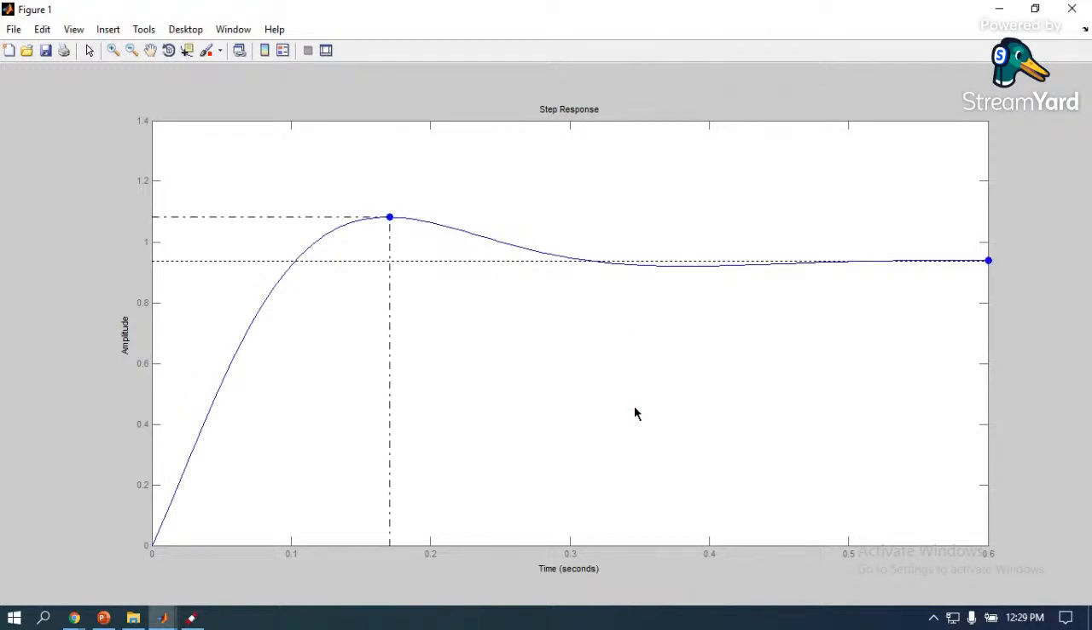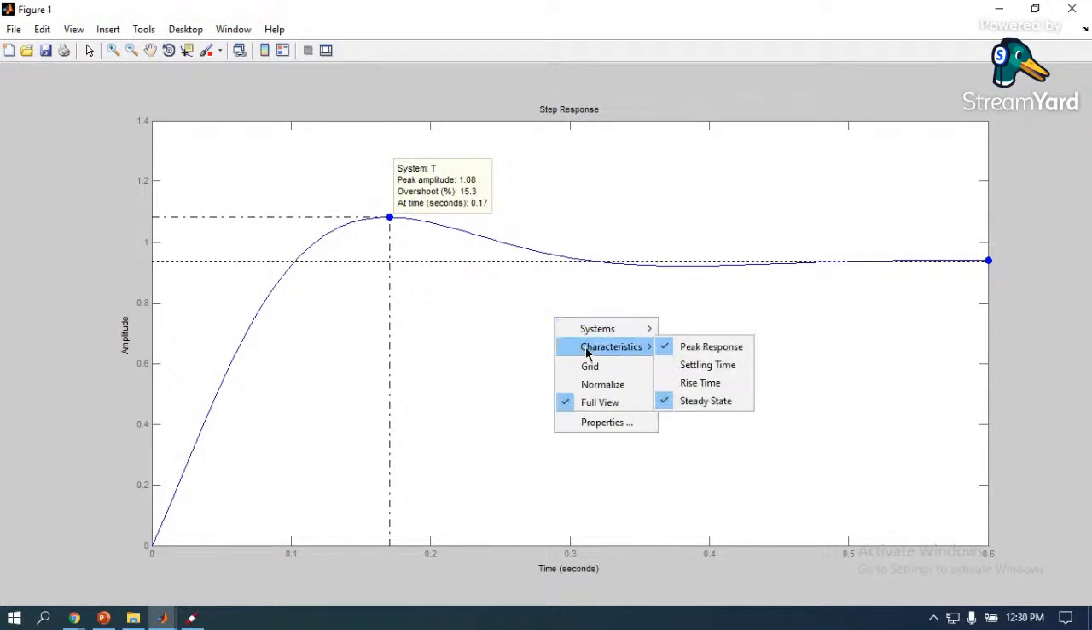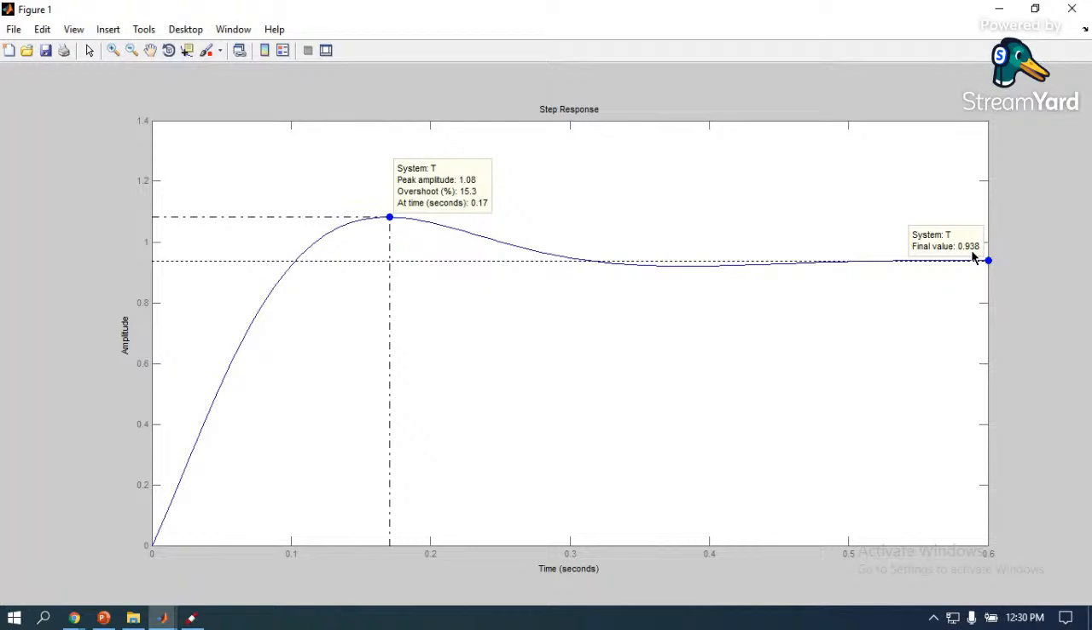What does the derivative controller do? It will improve the transient response. You can see here, what was the overshoot earlier? It was 20%. The overshoot has reduced, 15.3. It improved the transient response. But while doing this, it is going to adversely affect my steady state response. Now you will get more error. 0.938.